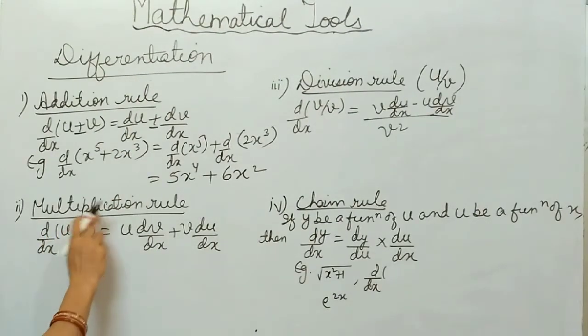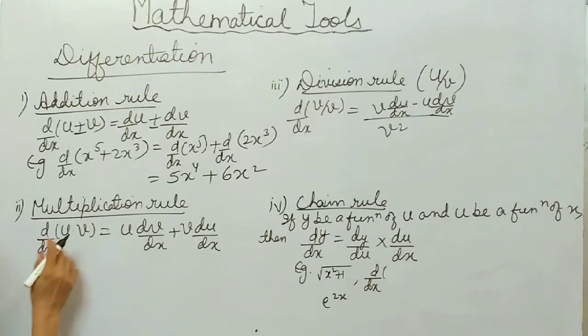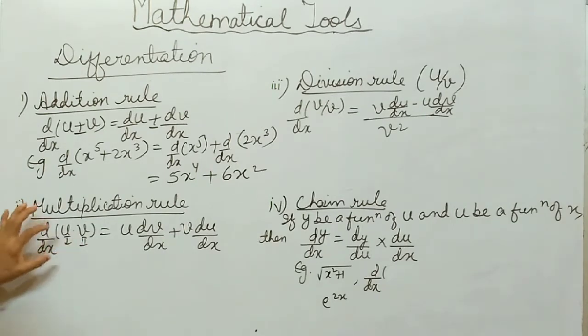Next one is multiplication rule. If there are 2 functions and both are multiplied with each other, u dot v. In this case, you take u as the first function, v as the second function. Now, how do you differentiate?